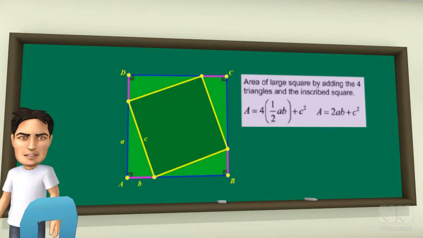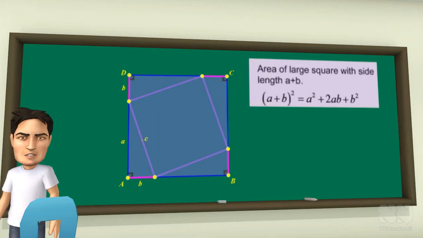First, the area by adding the 4 triangles to the inscribed square. The area of the right triangles is 1/2 A times B. There are 4 of them, so it's 4 times the quantity 1/2 A times B, which simplifies to 2AB. Then add C squared for the inscribed square.